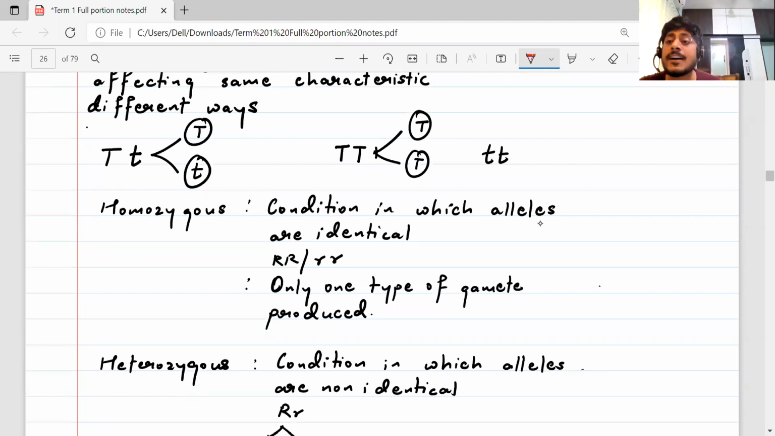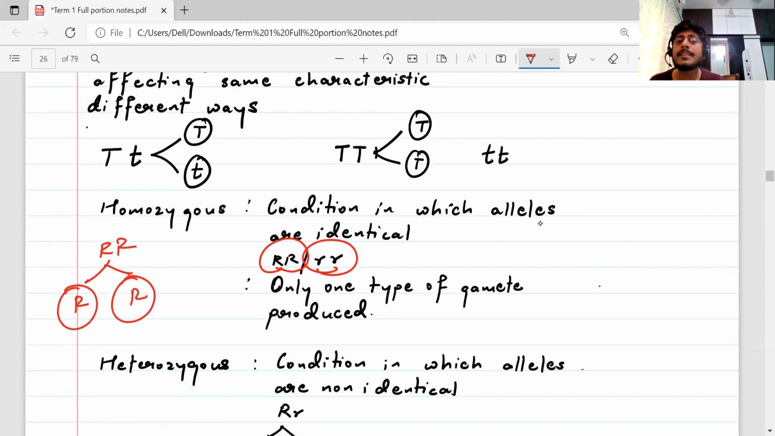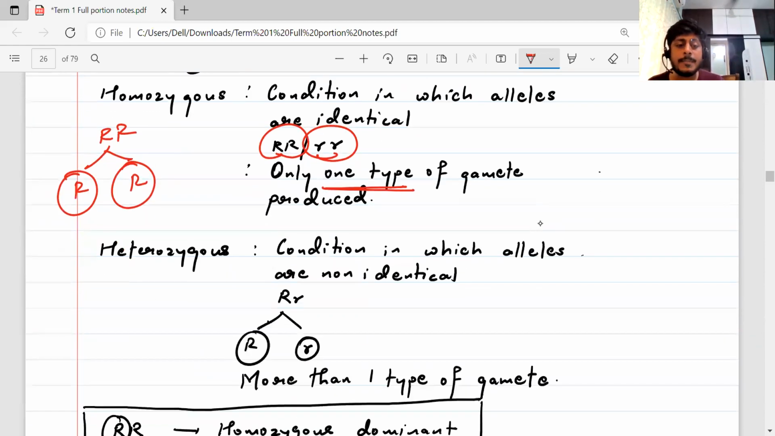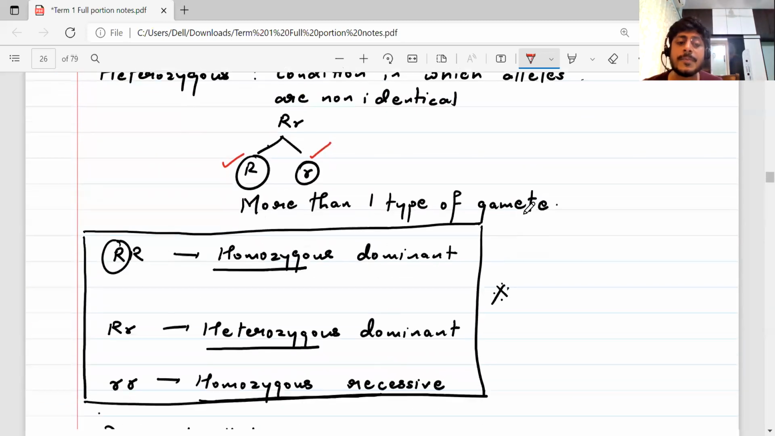फिर हमने बोला कि homozygous क्या होता है. तो capital R homozygous है. Both alleles are identical. Small r भी homozygous है. Alleles are identical. जब कैपिटल आर गमीट बनाएगा तो आधा गमीट कैपिटल आर होगा, दूसरा आधा भी कैपिटल आर ही होगा. मतलब it will produce only one type of gamete. जब कैपिटल आर स्मॉल आर गमीट बनाएगा तो हाफ में कैपिटल आर होगा और हाफ में स्मॉल आर होगा. मतलब it will produce more than one type of gamete. सो होमोजाइगस इज अ कंडीशन इन विच एलील्स आर आइडेंटिकल एंड हेटेरोजाइगस इज अ कंडीशन इन विच एलील्स आर नॉन आइडेंटिकल. सो दैट्स योर डिफरेंस बिटवीन होमोजाइगस और हेटेरोजाइगस.